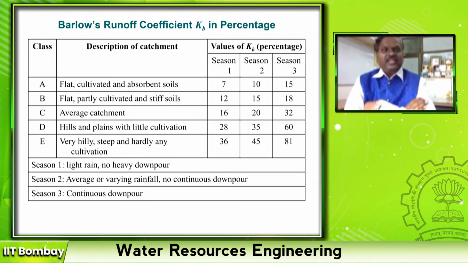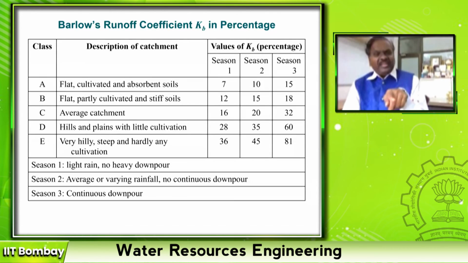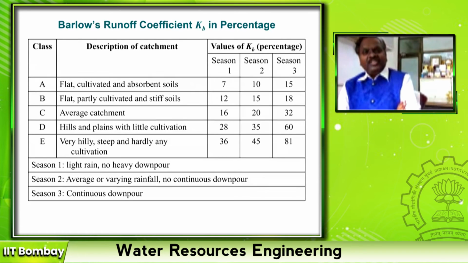Right? So you can see this Barlow's coefficient. He divided the catchment into 5 classes: A, B, C, D, E. And he divided the season also. But he has not told which season it is; it depends upon the intensity of rainfall. Season 1 is light rainfall, no heavy downpour. Season 2 is average with varying rainfall, no continuous downpour. Season 3 is continuous downpour.